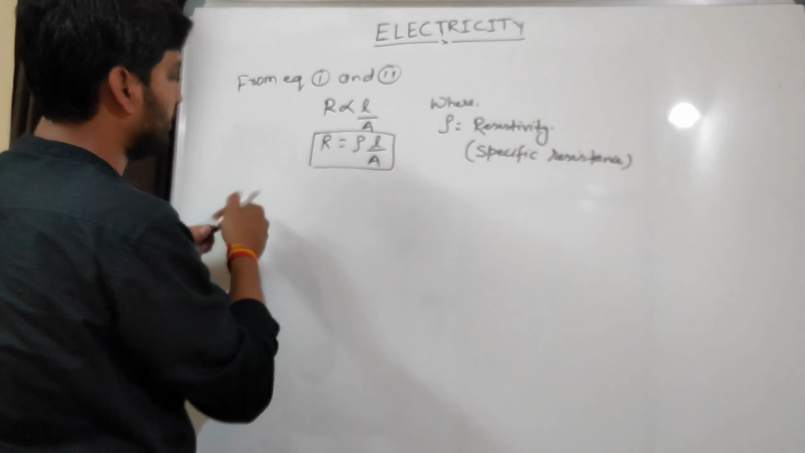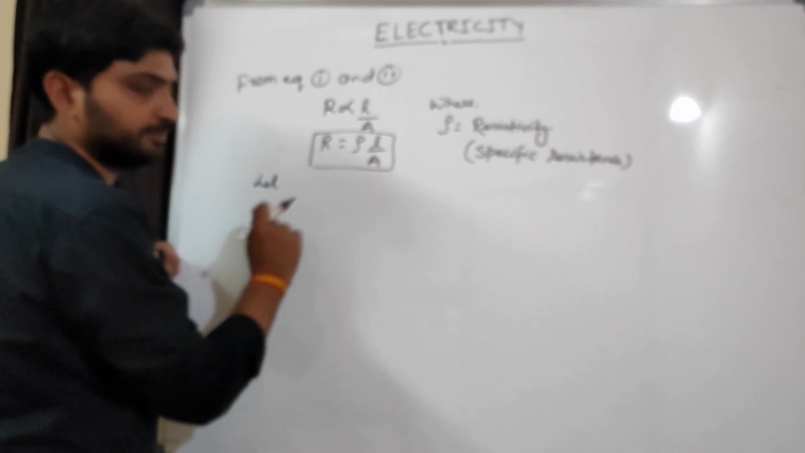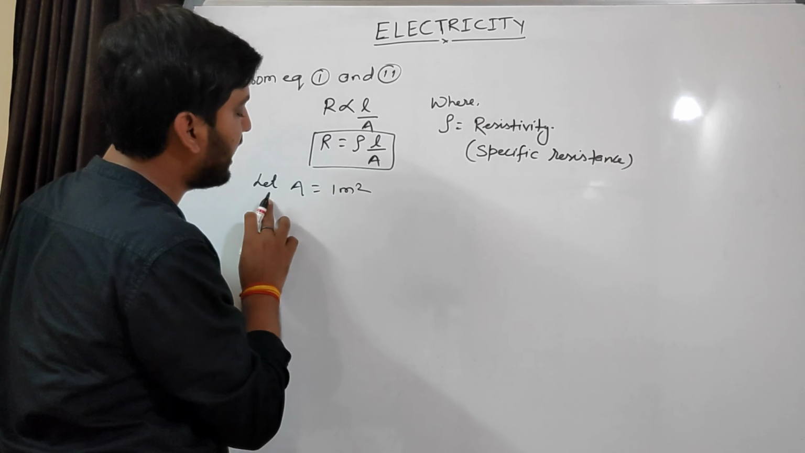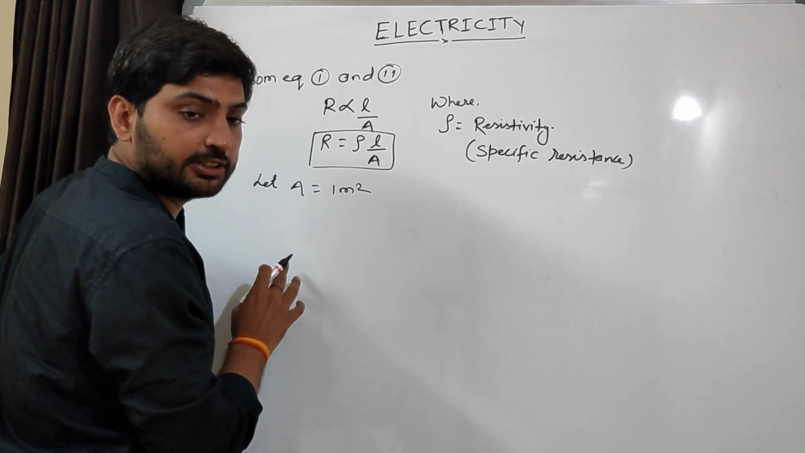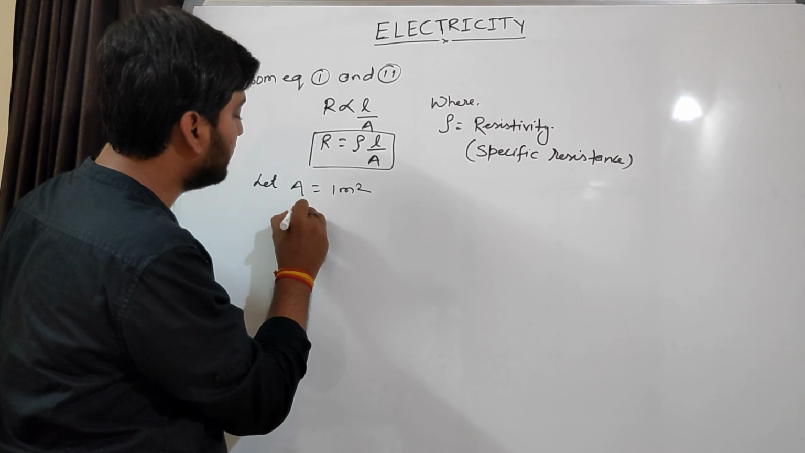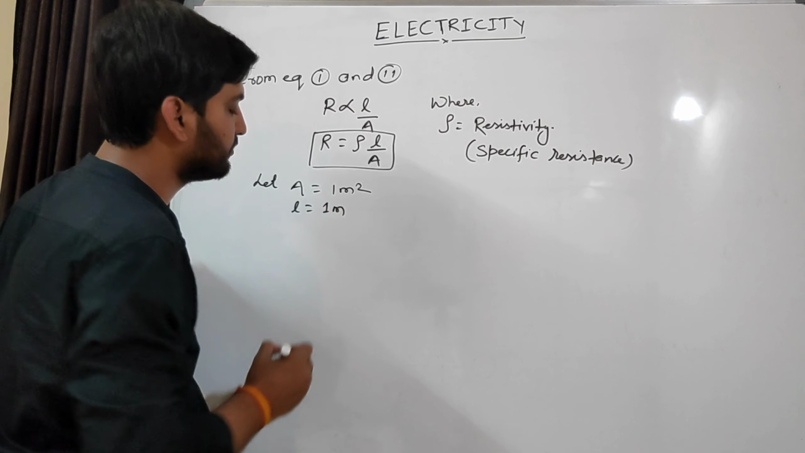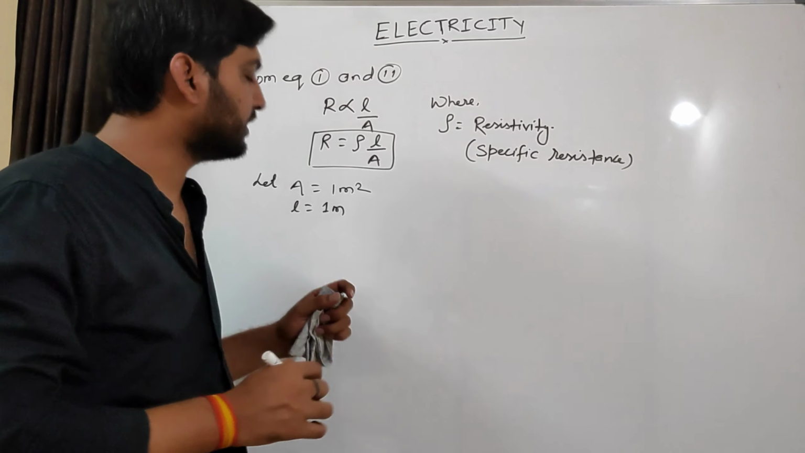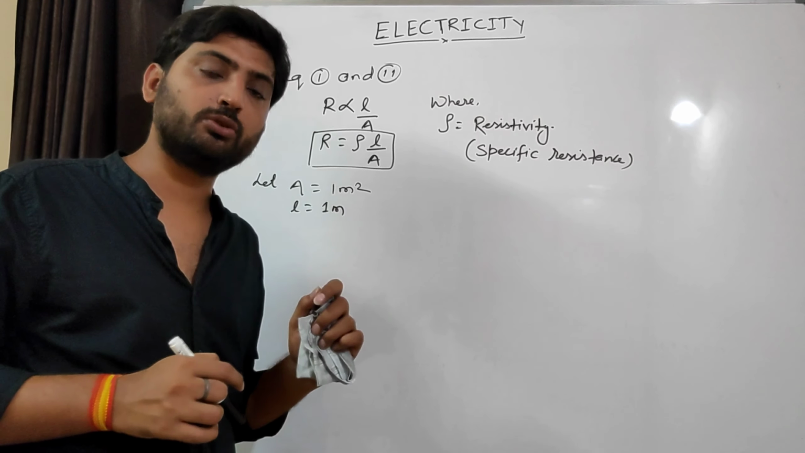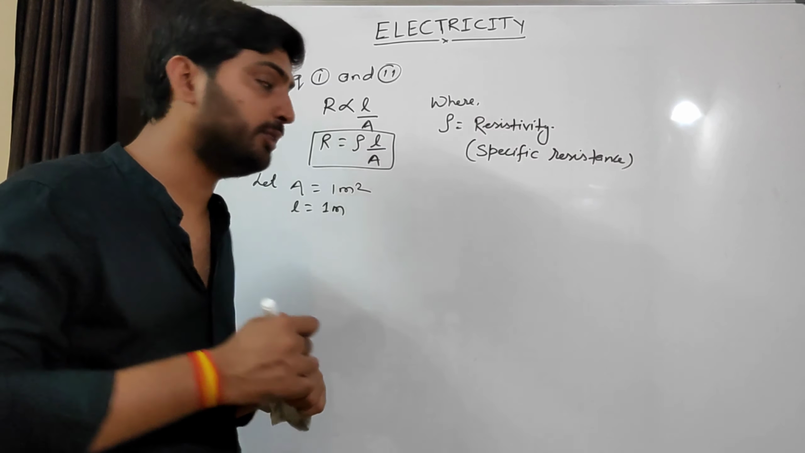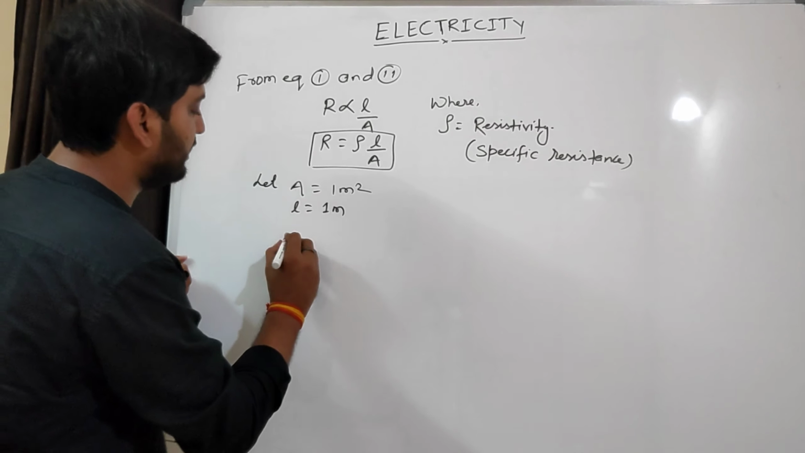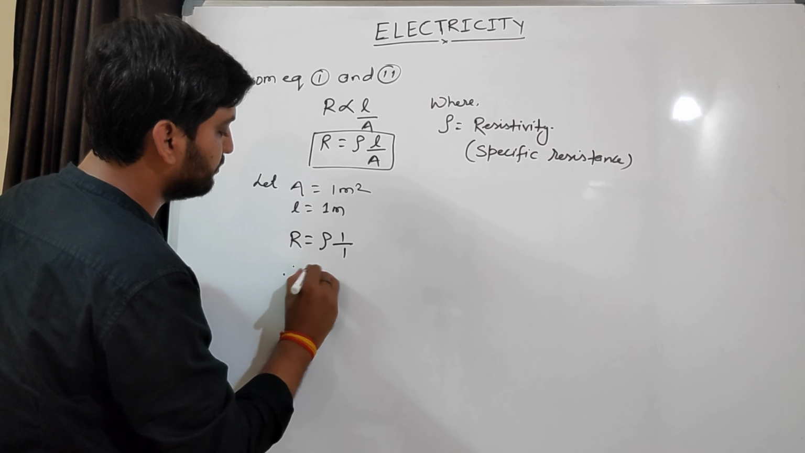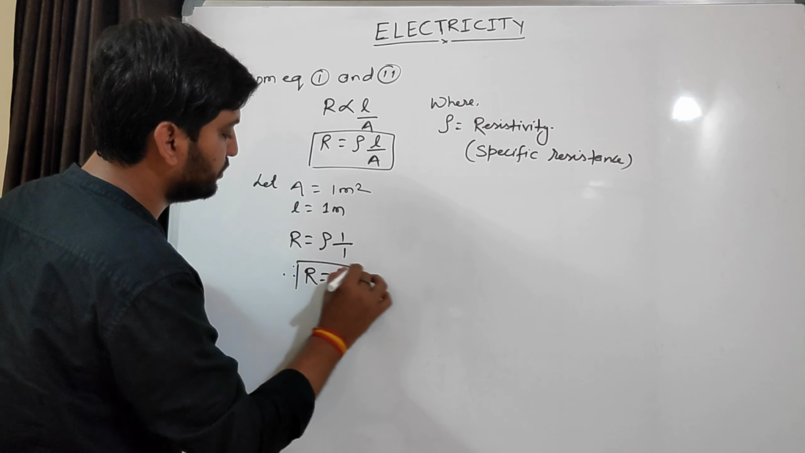Let the area of cross section be 1 meter square. I have supposed the area of cross section of the wire is 1 meter square and the length of the wire is 1 meter. So we will put it here. What will happen? R is equal to rho times 1 upon 1. That means R is equal to rho.